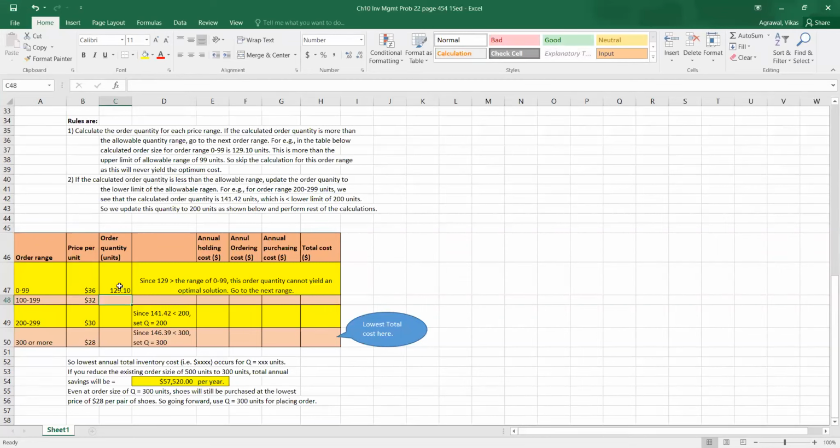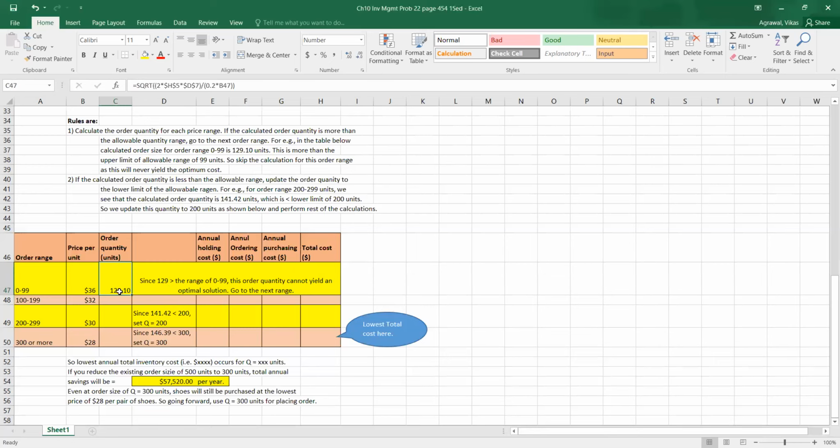That's gonna give me 129.1 units. This is basically telling me that if you order anywhere between 0 to 99, paying $36 per unit, your order quantity is going to be 129. Now the rule is, if this order quantity, 129, goes outside the allowable range, which it does right now because the allowable range is 0 to 99 and 129 is more than that range, this will never produce an optimal cost.